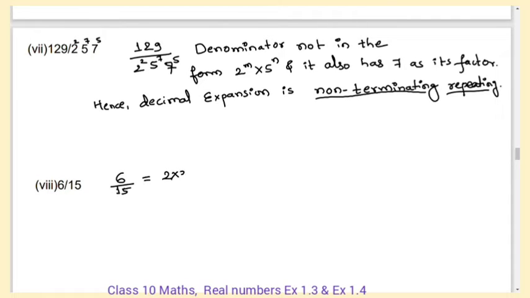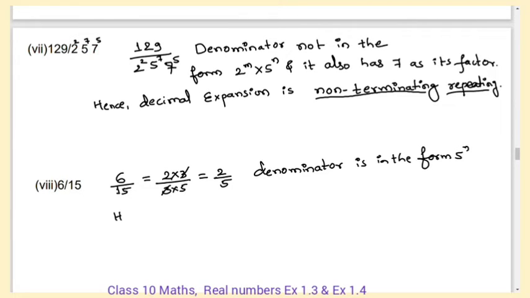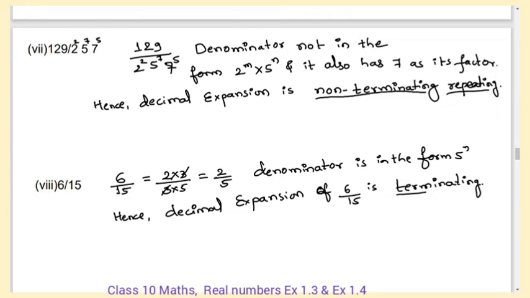Eighth one, 6 by 15. Here, you write the prime factors: 6 as 2 into 3, 15 as 3 into 5. 3 gets cancelled, we have got 2 by 5. So here denominator is in the form of 5 raised to m. Hence, decimal expansion of 6 by 15 is terminating. It's terminating.